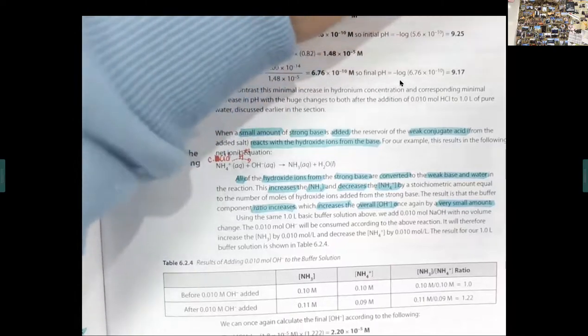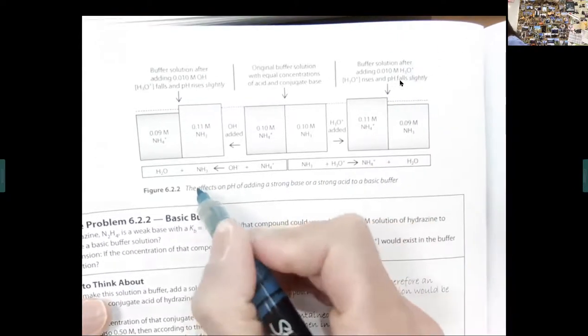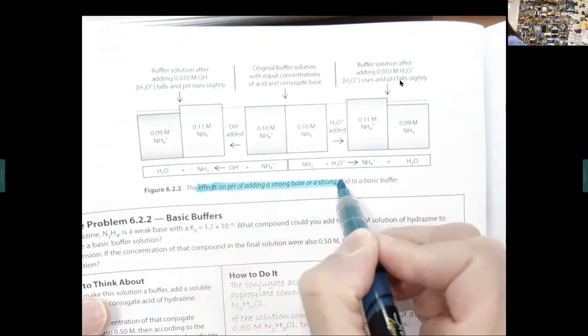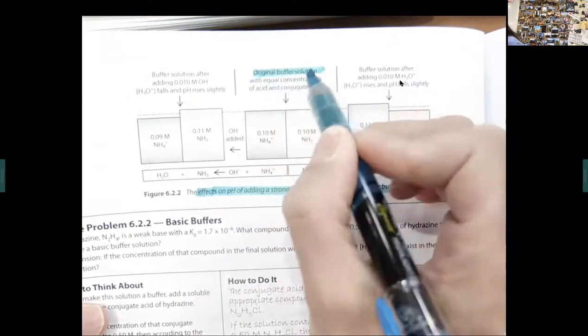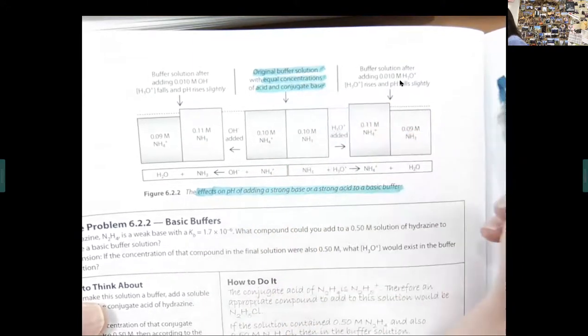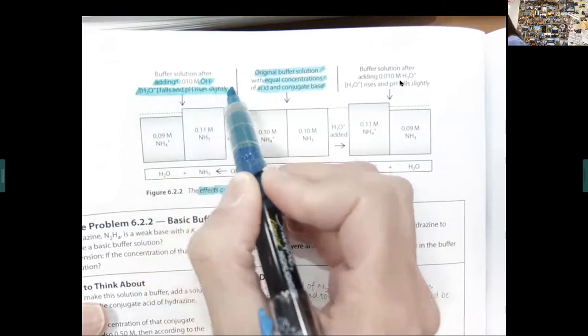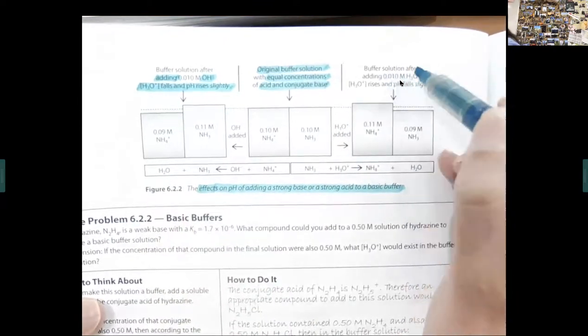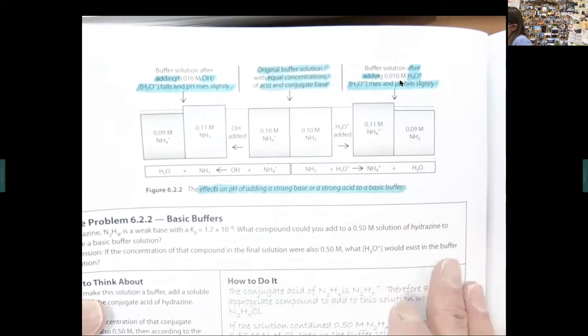Okay, let's take a look at the next page. They've given us a summary of all of this. So at the top of page 370, this is the summary of the effects on pH of adding a strong base or strong acid to a basic buffer. So here's your original buffer solution with equal concentrations of acid and conjugate base. On the left side, after you add hydroxide ions, the hydronium ion falls and the pH rises slightly. On the right, after you add hydronium ions, the hydronium ion concentration rises and the pH falls slightly.